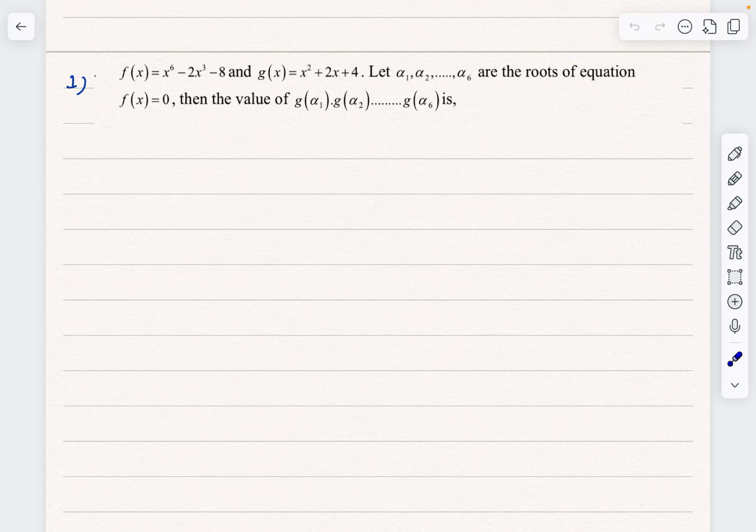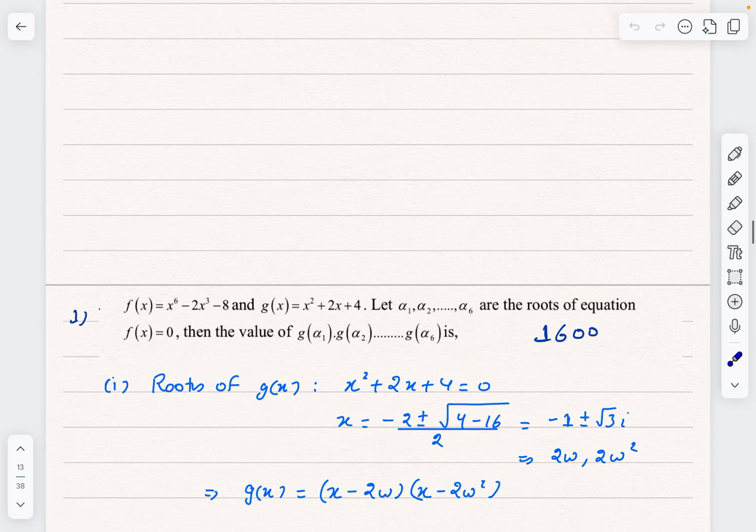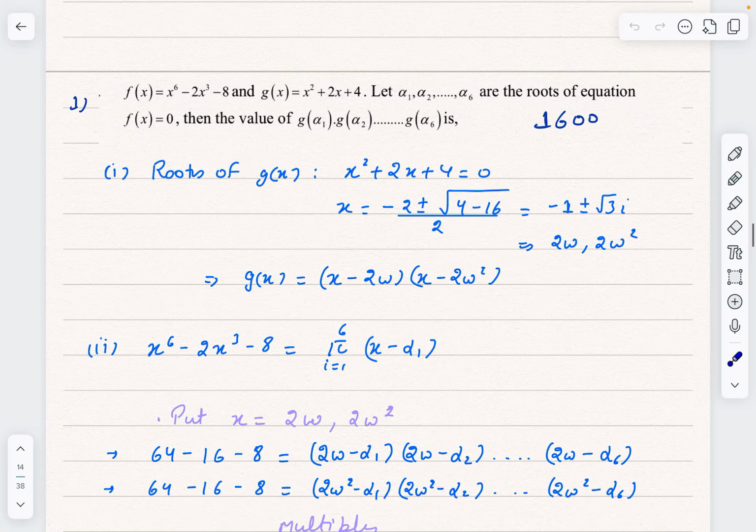First problem: f(x) is x^6 minus 2x^3 minus 8. g(x) is x^2 plus 2x plus 4. Let alpha 1, alpha 2 up to alpha 6 be the roots of the equation f(x) equal to 0. Then find the value of g(alpha 1) into g(alpha 2) up to g(alpha 6). We can pause and give it a try. Let's start the discussion now. The answer for this problem is 1600.